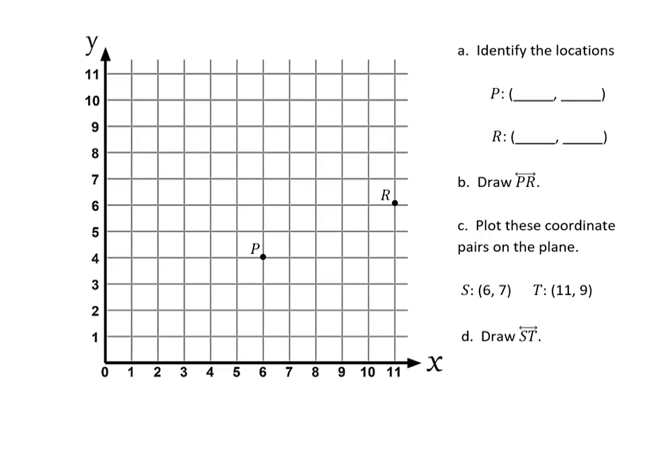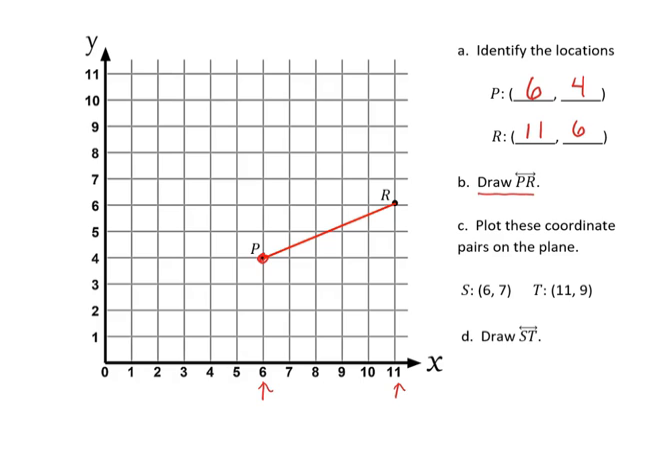So if I look at point P, in order to get to point P, I would start at the origin, and I would move over 6, and then up 4. So its location is 6, 4. To get to point R, I would move over 11 and up 6. So those ordered pairs identify their locations. Next, I'm going to connect those points to draw line PR.